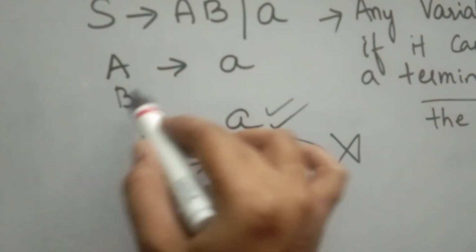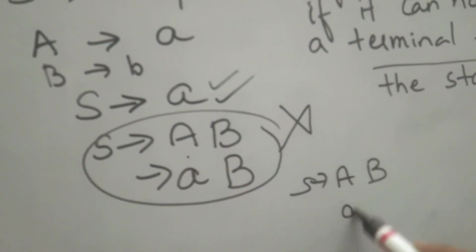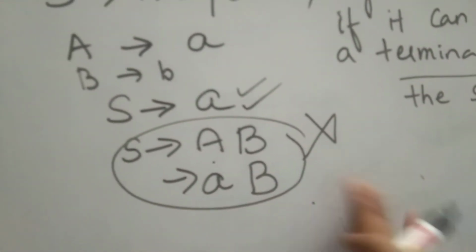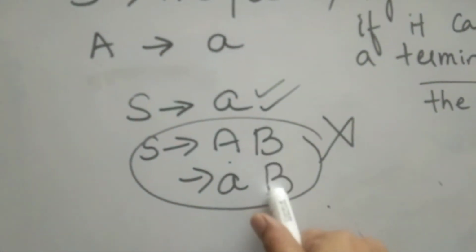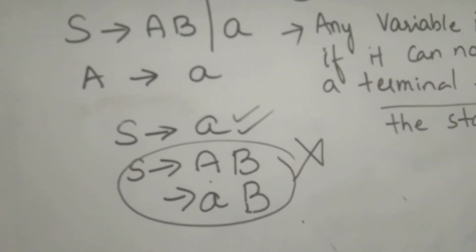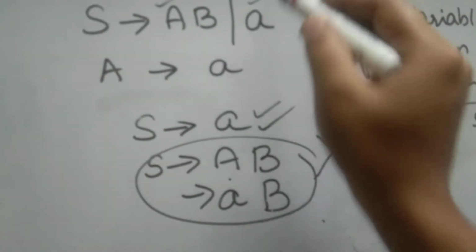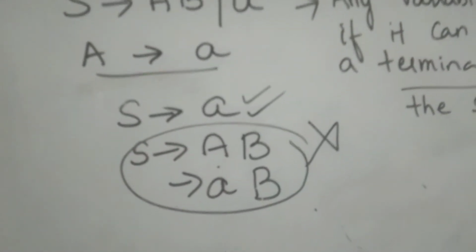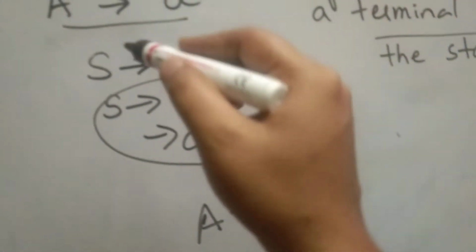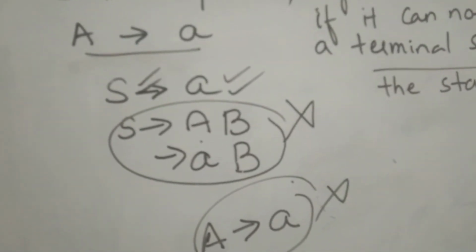For example, if B tends to B were also there, then you may replace A with A and B with B, and then it is useful. But in our problem we don't have any B productions, that's why this production is useless. So S tends to AB is useless. Now coming to A tends to A. A tends to A is a production but it is not useful for the starting production. That's why this is also a useless production.